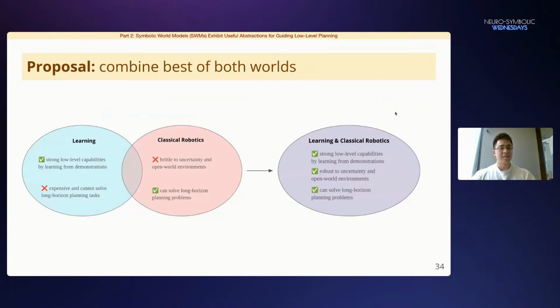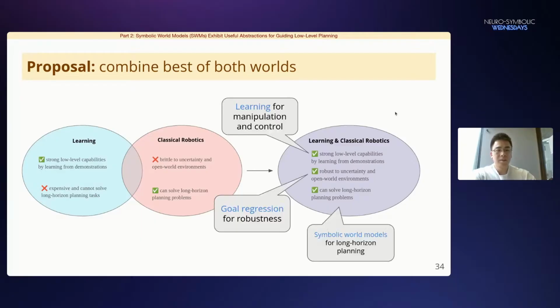And we claim that this gives us strong low-level capabilities by learning from demonstrations. Also, you have robustness to uncertainty and open world environments from learning policies. And by the usage of classical robotics and symbolic world models, we can also solve long horizon planning problems.